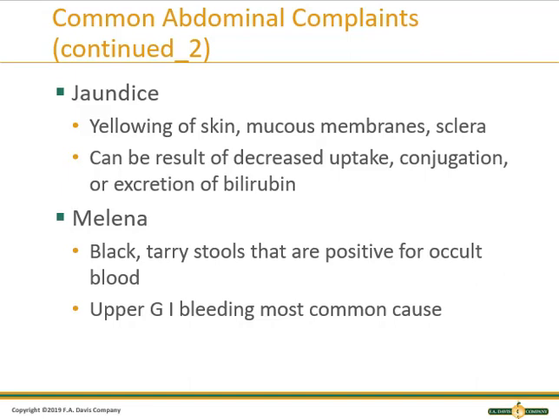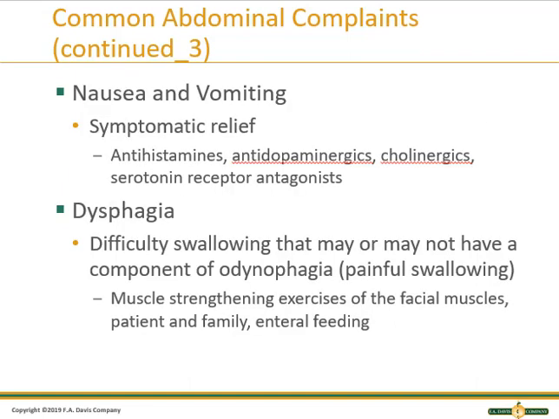Labs that you might want to assess if you were concerned of someone having an upper or any form of GI bleeding would be a CBC count and the possibility of doing some iron studies to see how long the bleeding has been going on, and then an endoscopy of the upper GI tract may be needed to assess where the bleeding is coming from.